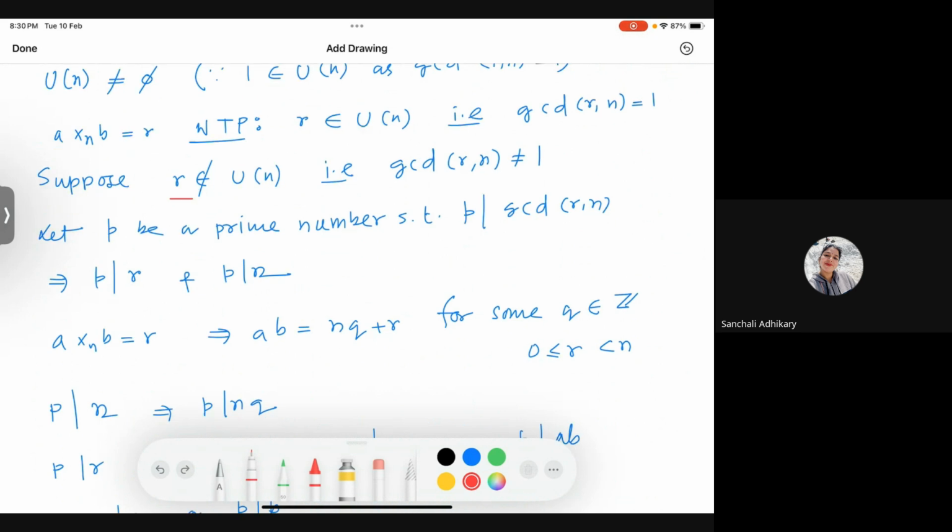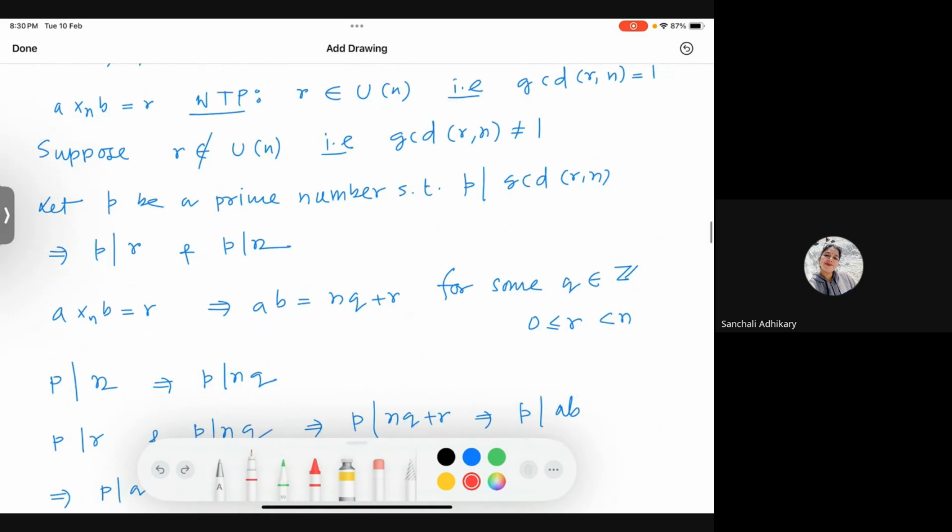Suppose R does not belong to this set. It means GCD of R comma N is not equal to 1. So there exists a prime which divides the GCD. So if P divides GCD of R comma N, then P divides R and P divides N. That is the definition of GCD.